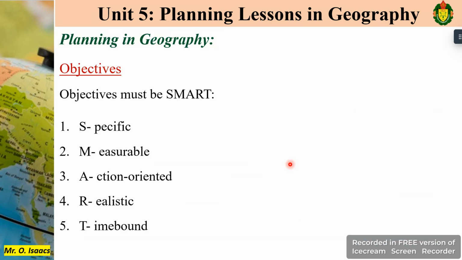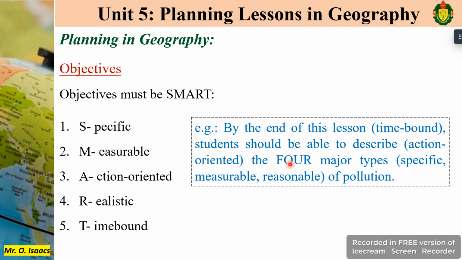So once you're putting together your objectives, they must be SMART. S, meaning that you must be specific with what you're talking about. M, measurable. A, action oriented. R, realistic. And T, time bound. You should not have an objective or a set of objectives that are listed and you can't cover them, right?